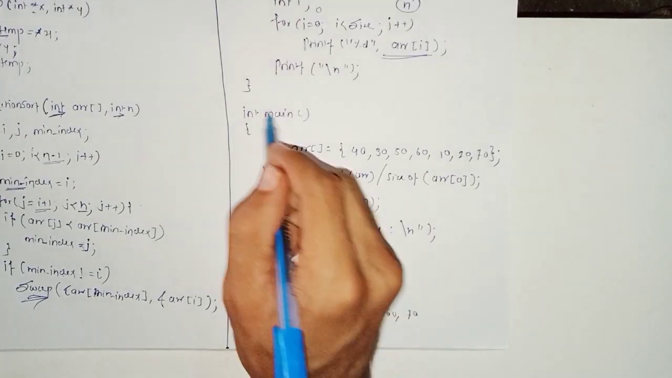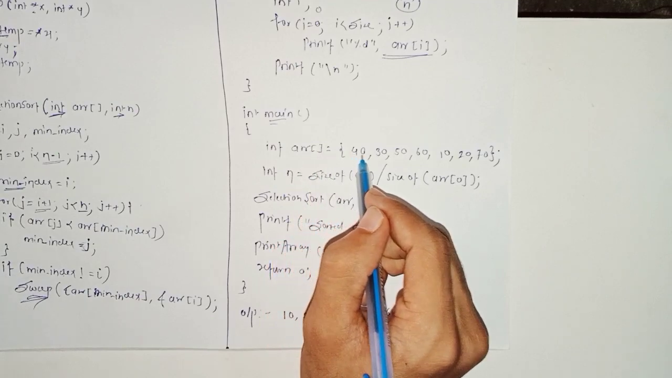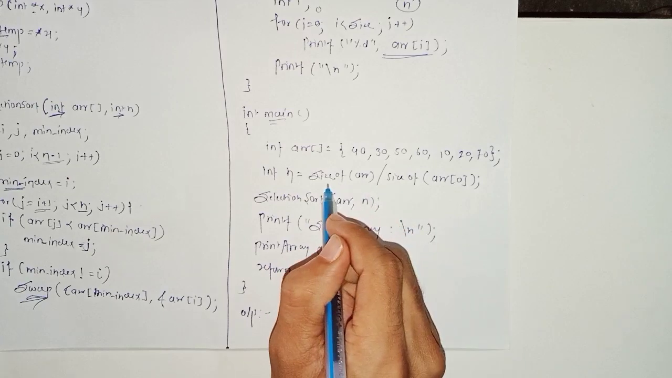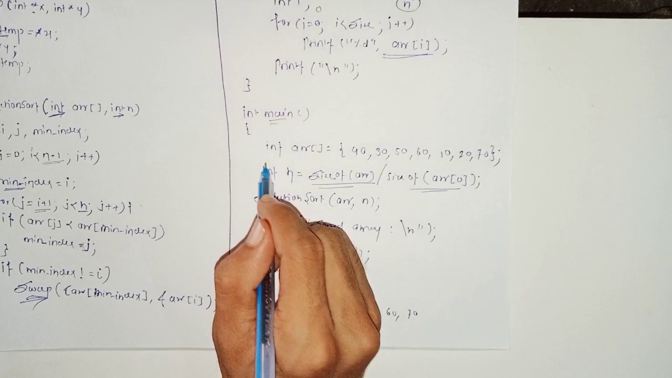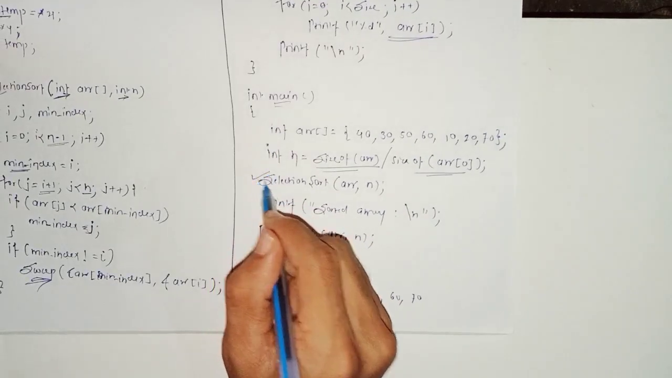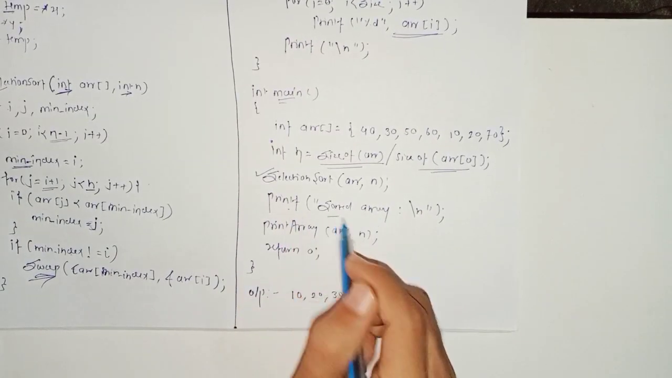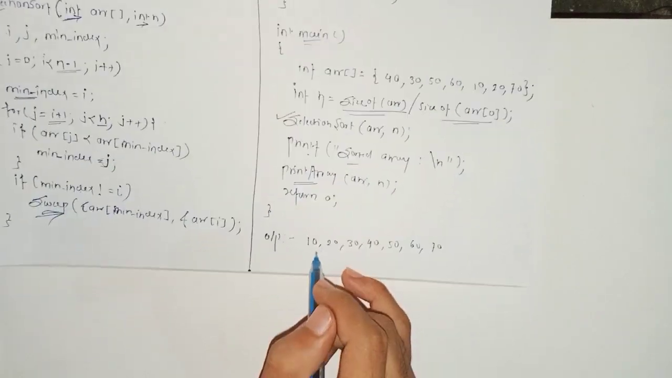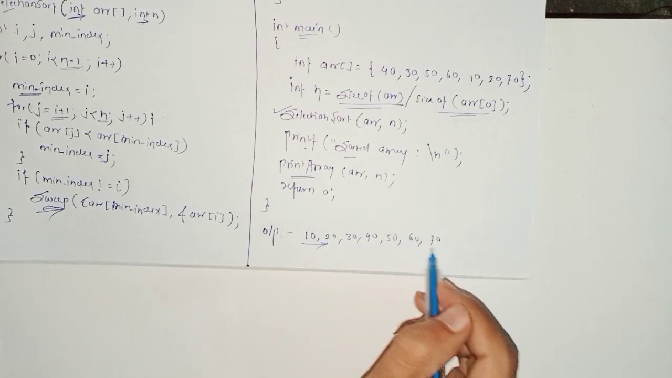The main logic of our program starts from the main function. This is the array declaration and initialization. After that I have found the size of the array. How do we find the size of the array? The size of the whole array divided by the size of the first element. After that we call the selection sort function, then simply print the sorted array. After calling print array, the array will be sorted: 10 20 30 40 60 70.